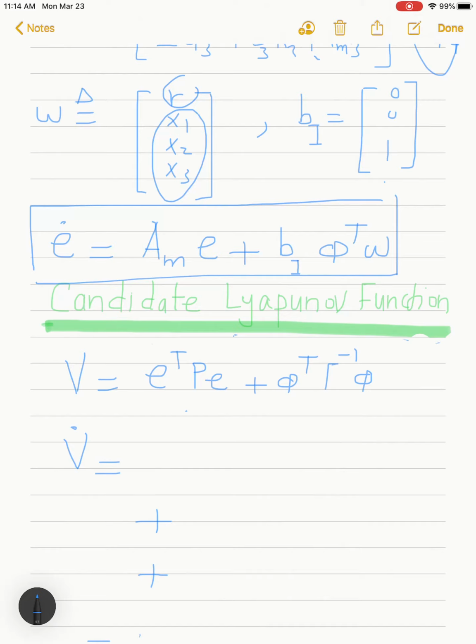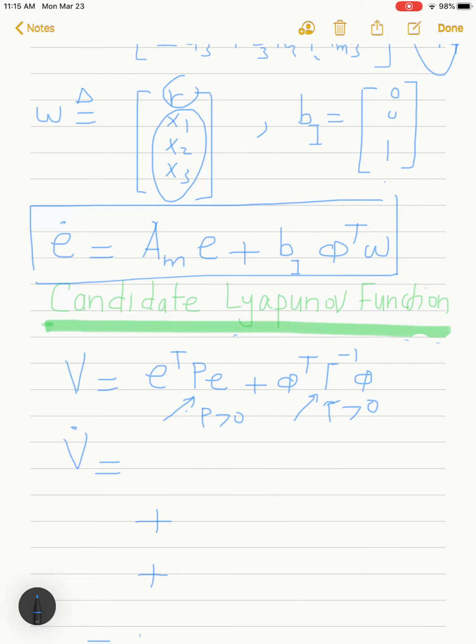Okay, once we derive the error equation, now we can look at a candidate Lyapunov function. Typically, the Lyapunov function would be a quadratic function in E and phi. Having here a matrix P, which is positive definite, and another matrix here P gamma, which is also positive definite. Normally gamma is a diagonal matrix, and the diagonal elements will be the adaptation gains, as we are going to see later. So in order to force this function V to be a Lyapunov function, we have to show that V dot is negative definite or negative semi-definite.